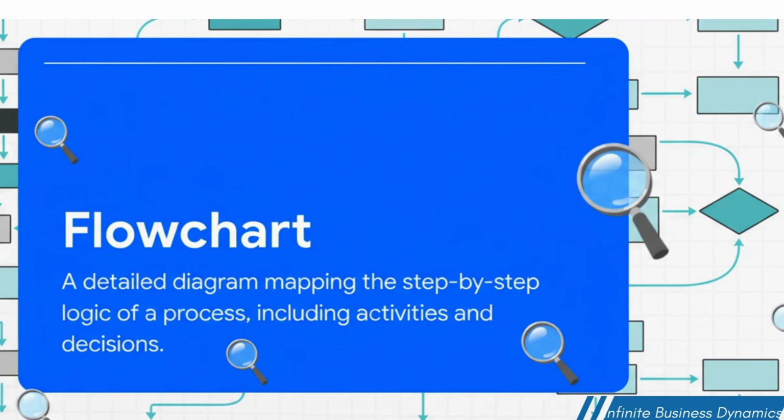This is where you zoom all the way in. This is the street-level view. We're talking every single action, every decision point, the little diamonds with yes or no paths, every possible detour. A flowchart isn't about the big picture scope. It's about the nitty-gritty, step-by-step reality of how the work actually gets done.